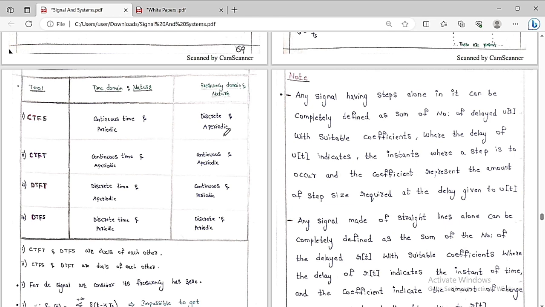These are aperiodic in nature. They are not repeating. They are just a wave. So I already told you the magnitude spectrum is even in nature, and the phase spectrum is odd in nature.